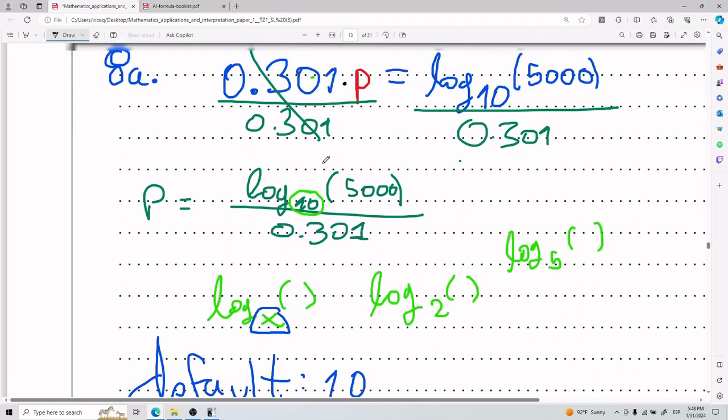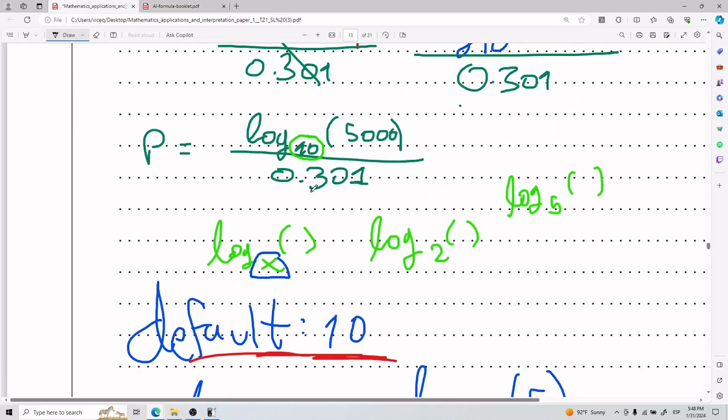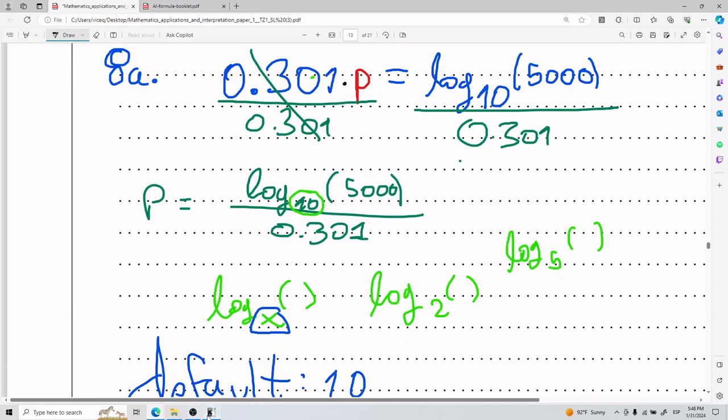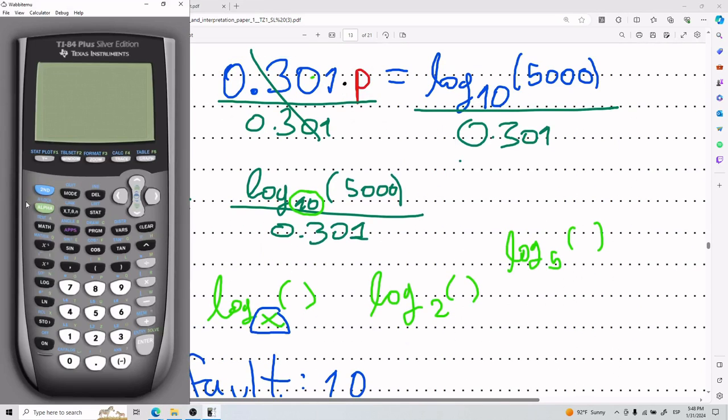Okay, in this case, it's a little bit tricky because they put the 10 even though the 10 is the default. So technically, over here for this exercise, I can just put a fraction using alpha f1. Okay, alpha f1, then the first option. I can do log 5,000 because the 10 is implied, and I divide it by 0.301, okay? And that would be quite literally for part A, see?